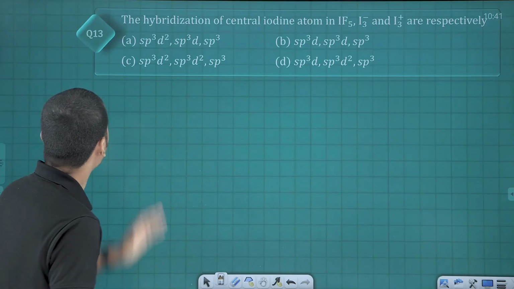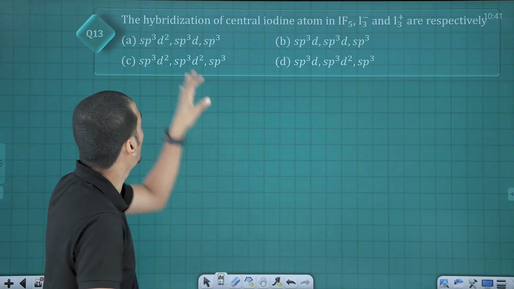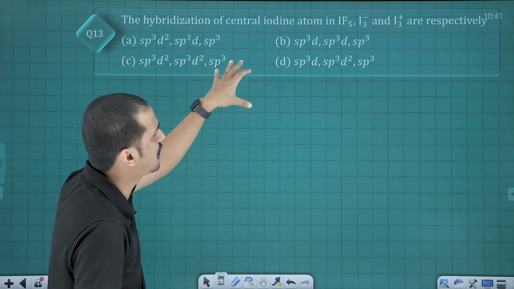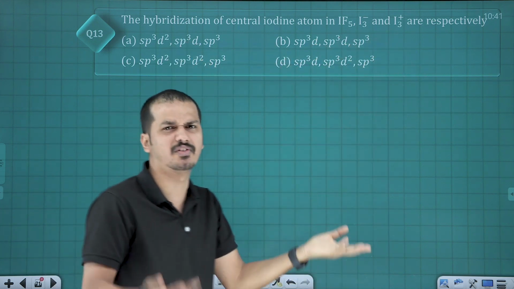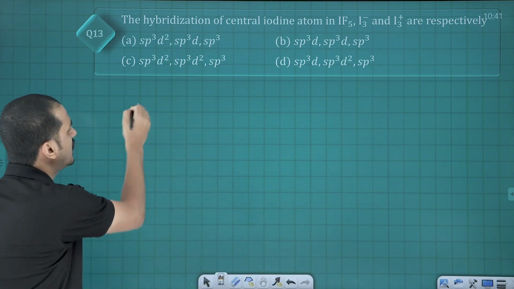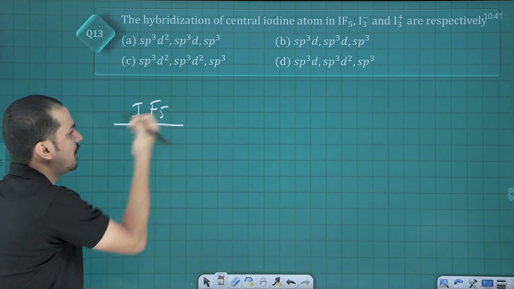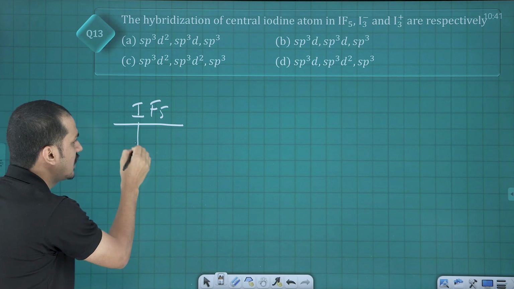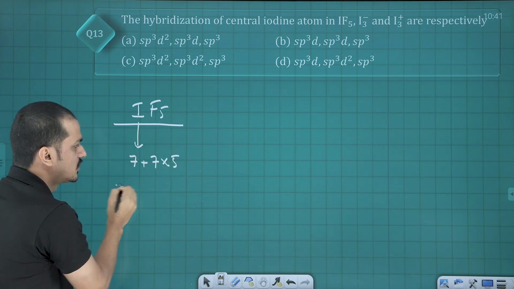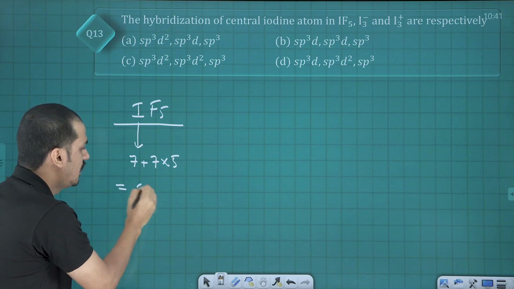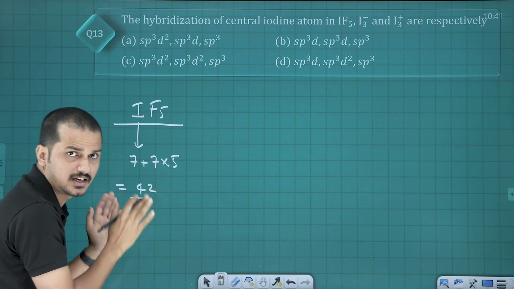Next question, dears. Question number 13. The hybridization of central iodine atom in IF5, I3 minus, I3 plus are respectively. We can use our formula. What's the formula? For IF5, we have to find out the total number of valence electrons. The number of valence electrons in iodine is 7, fluorine also 7. So 5 into 7, 35, plus 7, 42 valence electrons are there in IF5.